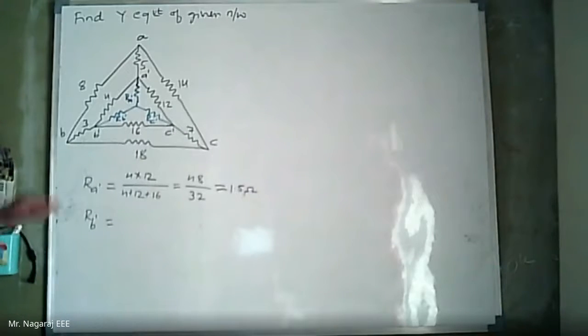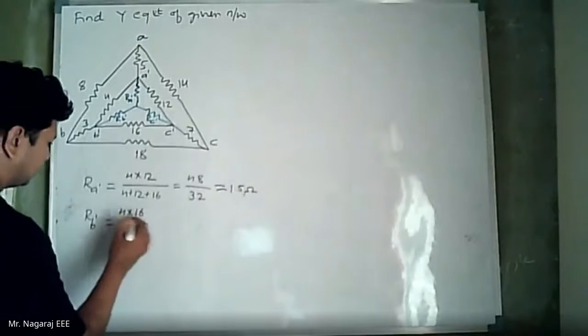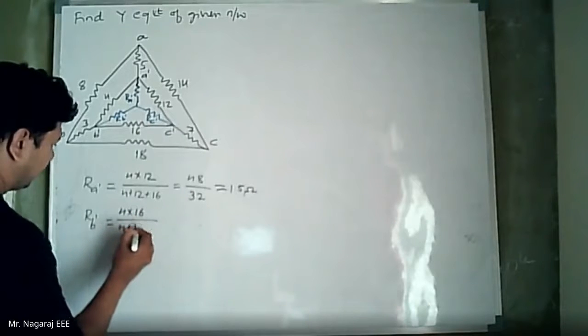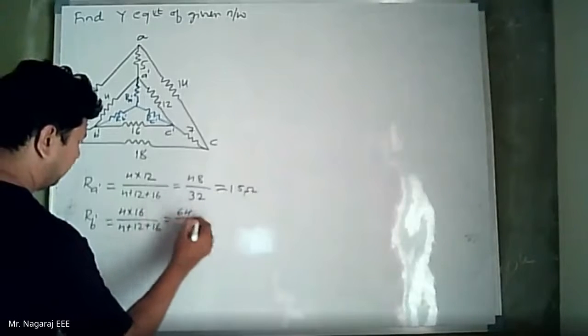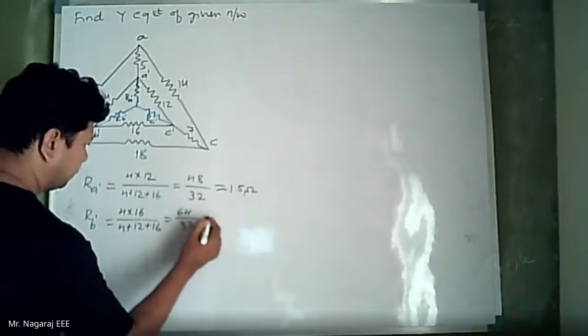Now RB dash is the product of the two resistances connected to the terminal B dash, that is 4 ohm and 16 ohm, divided by 4 plus 12 plus 16. So that is 64 divided by 32. It is 2 ohms.